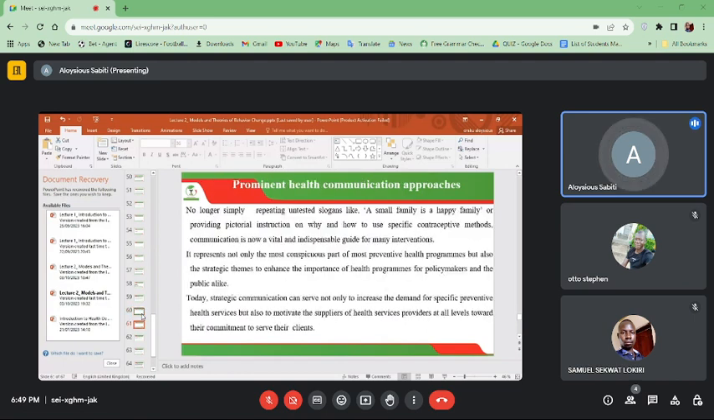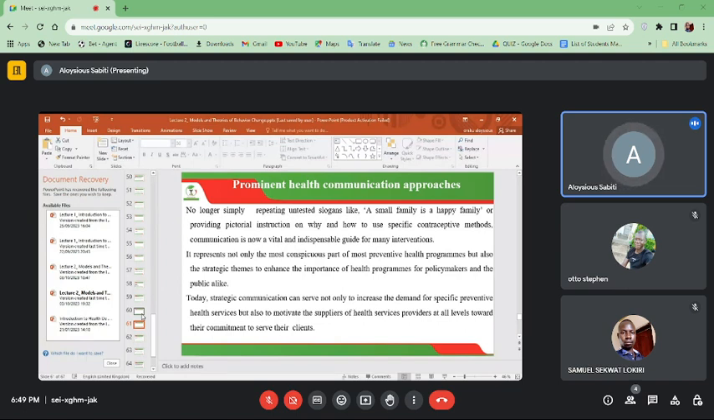So no longer simply repeating untested slogans. In those days it was just an issue of slogans. They just put their slogans. A small family is a happy family.